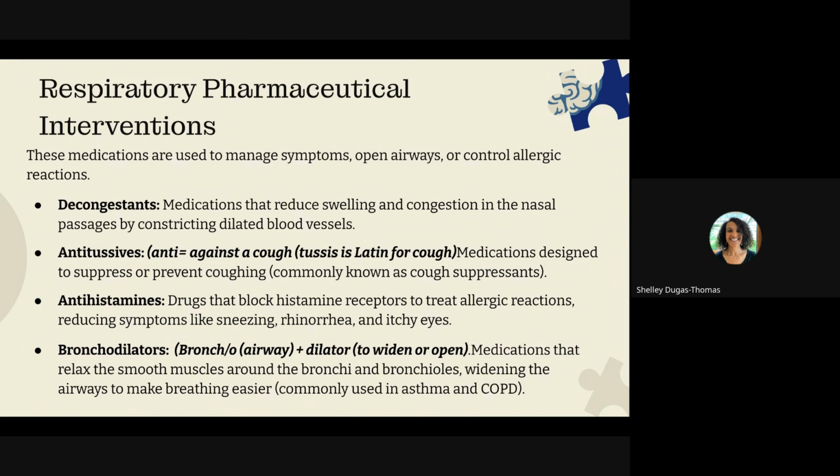Let's look at the prefix anti, meaning against. An antitussive works against a cough. Tussis is Latin for cough. A bronchodilator, which is broncho, airway, and dilator, which is to widen or open. These medications relax the smooth muscle layers around the bronchi to open up a clamped down airway during an asthma attack. They're a very common rescue inhaler.